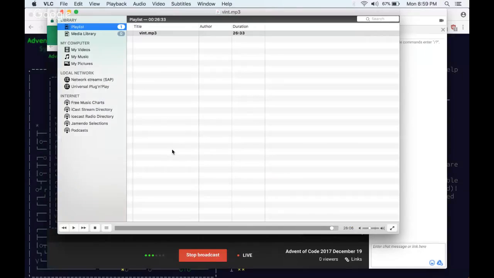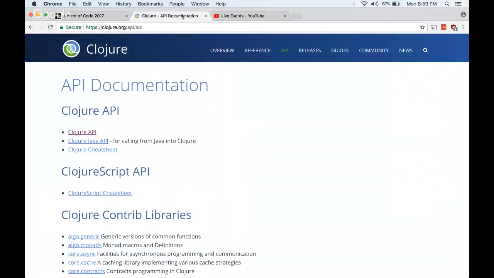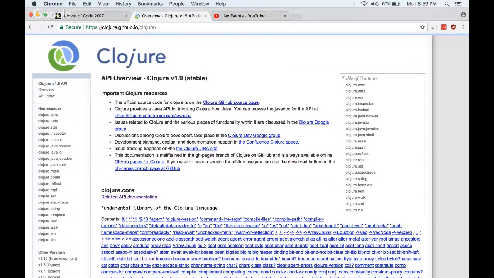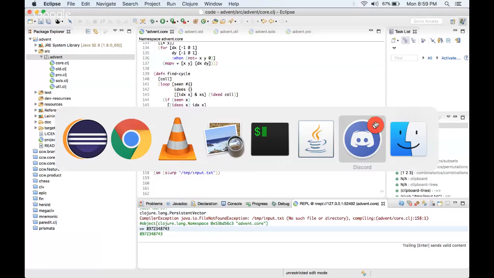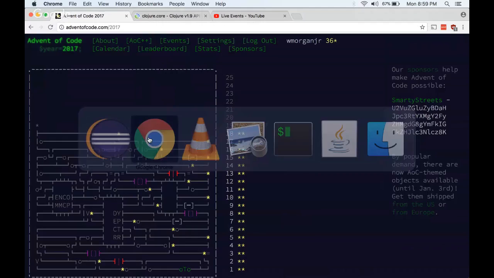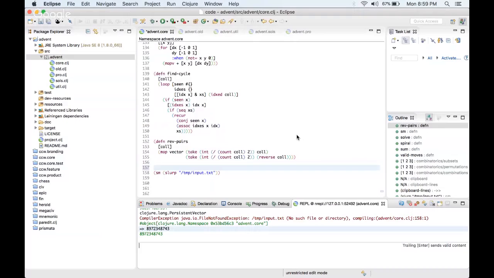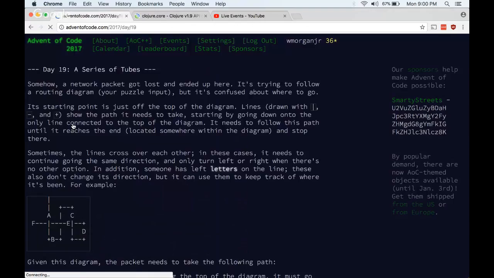Hello and welcome to the next day of Advent of Code. Getting ready for the 19th problem to drop here. I guess I'll open up my Clojure documentation here, so I might need this. Let's see, I'll follow this link and this link. That should be pretty good. 15 seconds, get my windows sort of lined up. I can close Discord here. And yeah, about 5 seconds. Ready in Eclipse, and let's go.